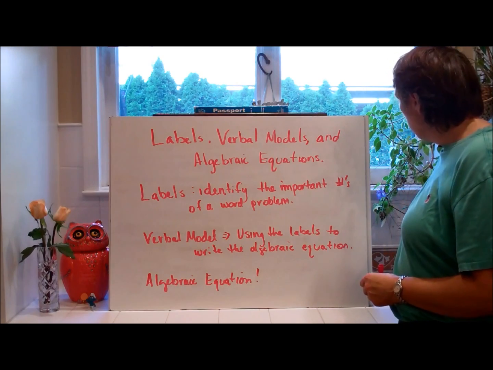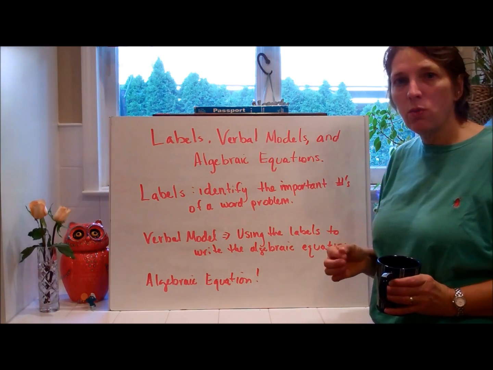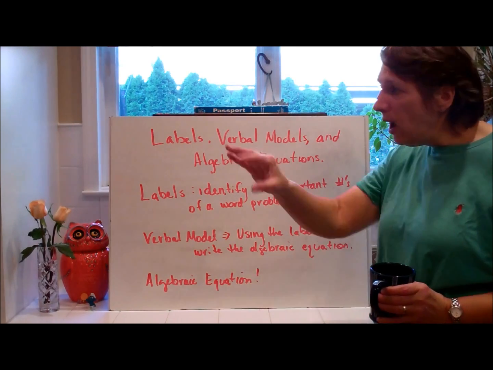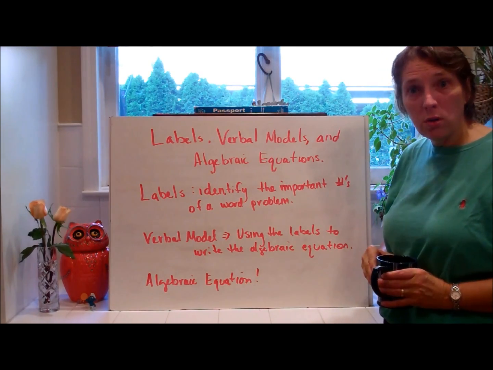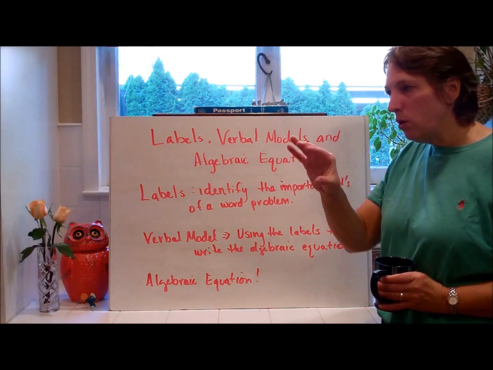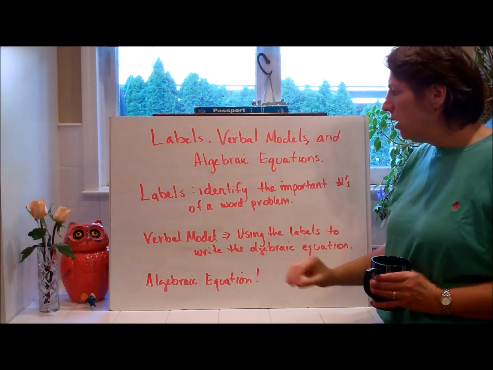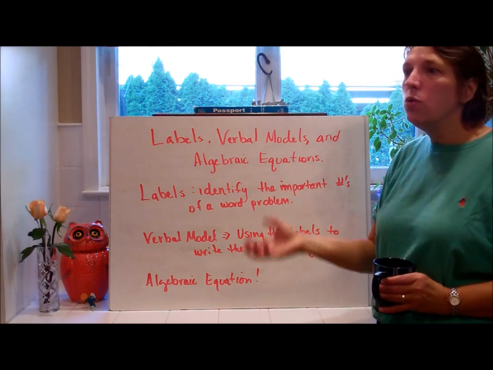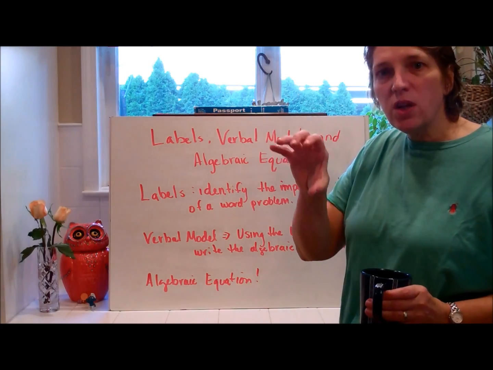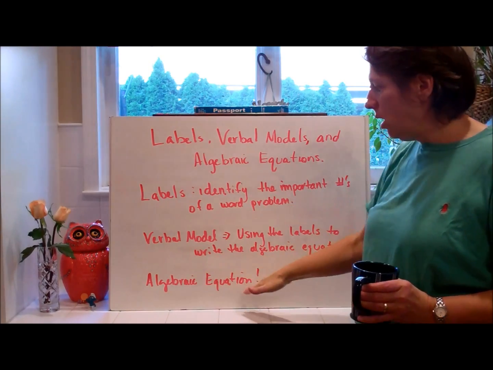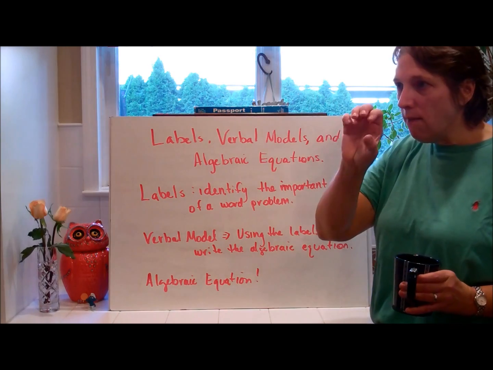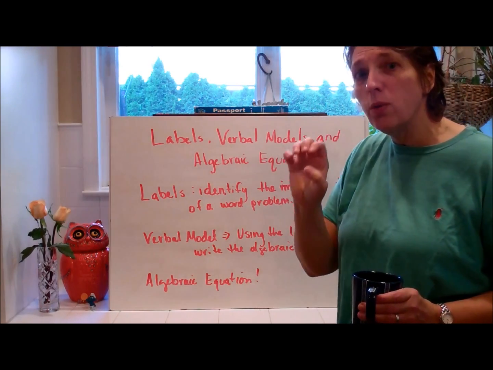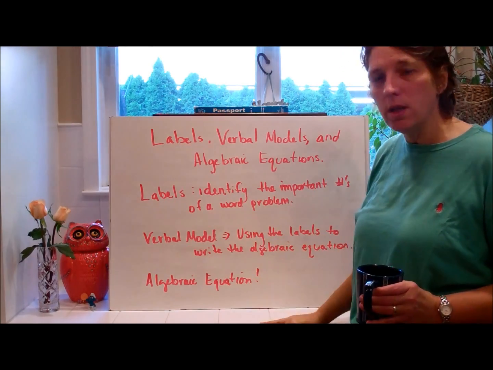Labels in a word problem identify the important parts of the word problem, the important numbers. It tells you what the numbers represent, and you have to identify that in words. So you'll rewrite the numbers and associate what they stand for. A verbal model uses the labels you've created to write the equation without the algebra. So you're writing a verbal description of the equation, but it's a verbal model because you're plugging it into an equation form, as you'll see in a second.